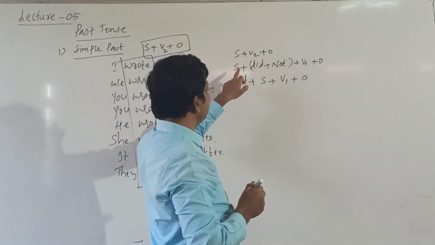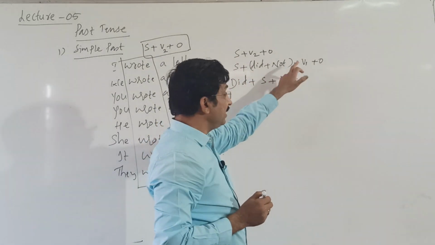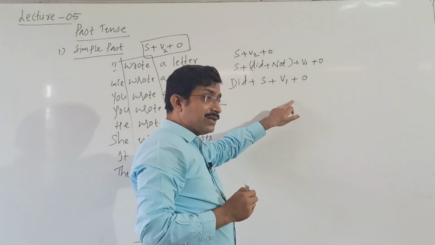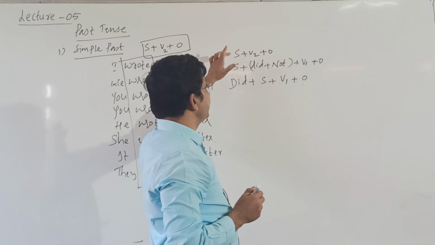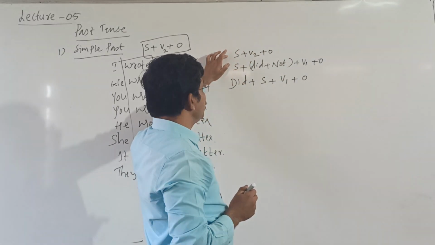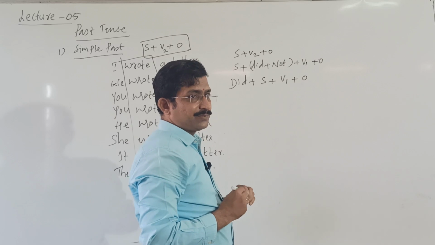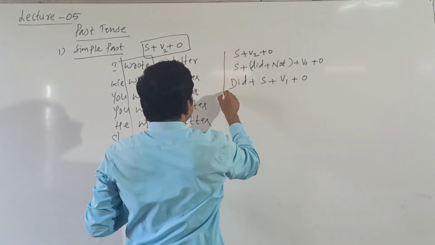I wrote a letter, I didn't write a letter, did I write a letter? So this is simple past tense: positive, negative and interrogative. Okay, these three structures.